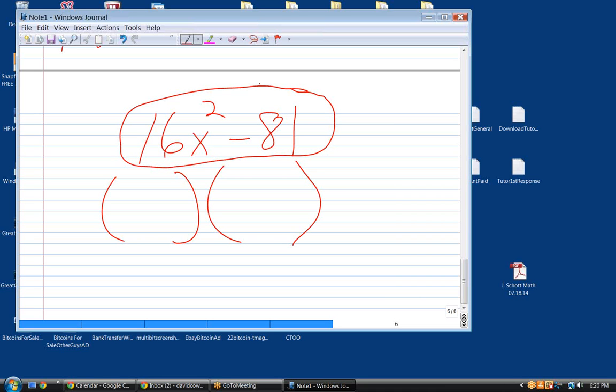The difference of perfect squares. 16x squared is a perfect square, and 81 is a perfect square. So we have the difference of perfect squares. The answer is a minus b times a plus b, where a is the square root of this term and b is the square root of this term. So what is my answer? How does it factor?